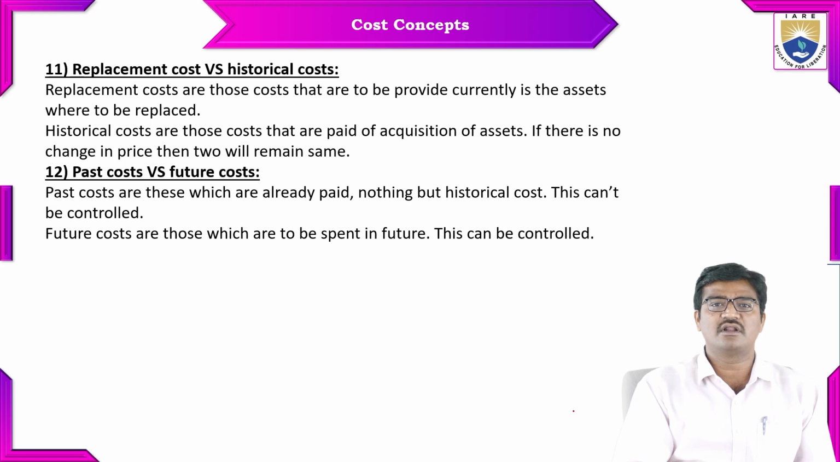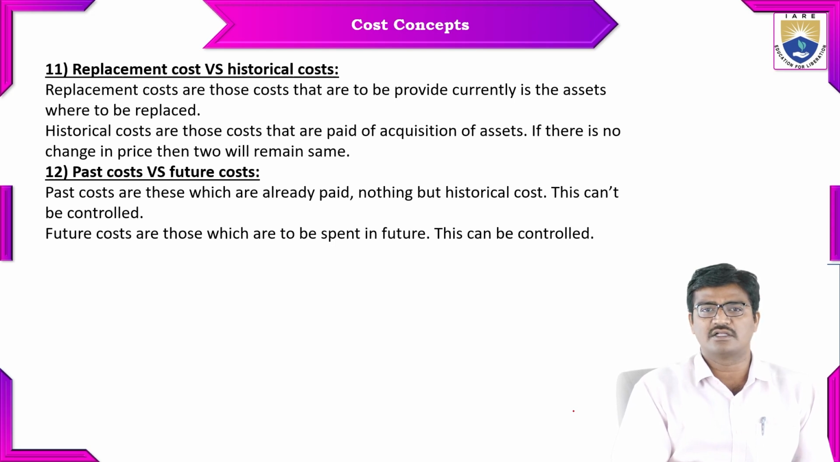And next one, historical costs. The costs which were incurred long back are called historical costs. Before 20 years, you purchased a building, or before 50 years, you purchased a land. So all these costs are very long back in nature. Those are called historical costs.